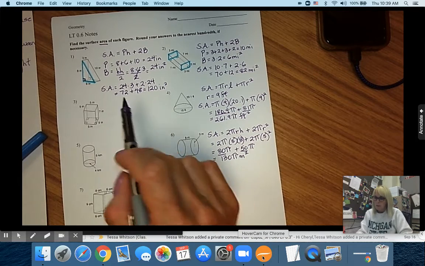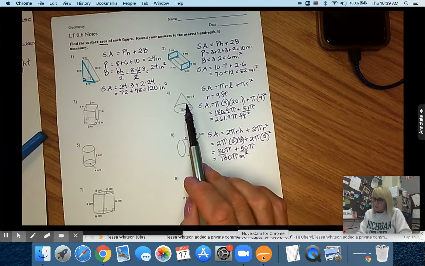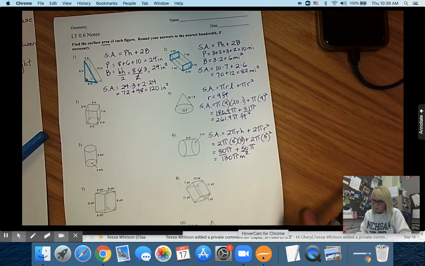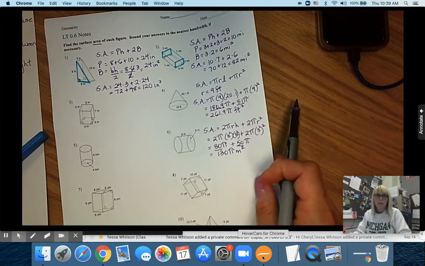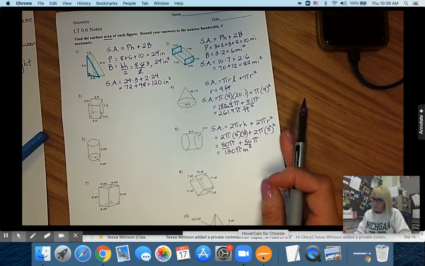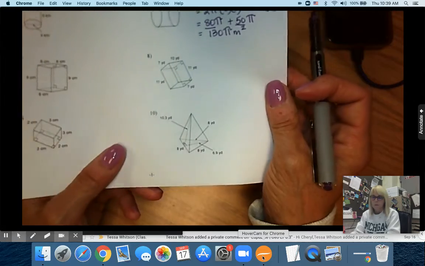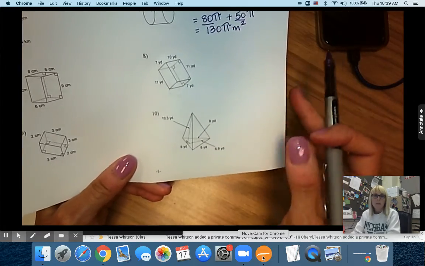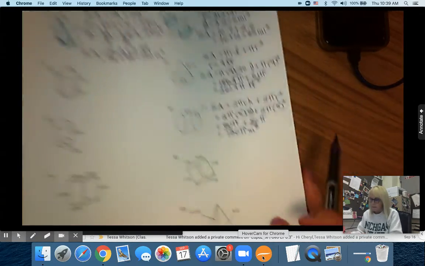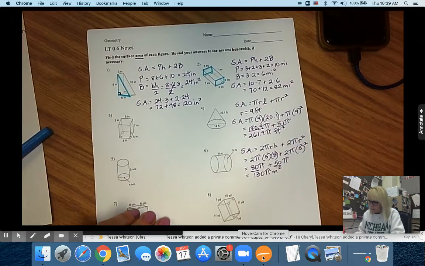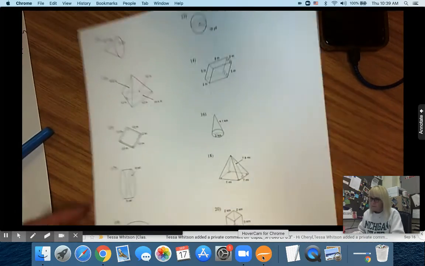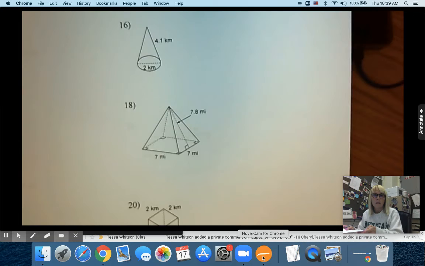Okay, so we've done 2 prisms, 1 cone, 1 cylinder, so we probably need to find a pyramid or a sphere, or maybe I'll trick you and pick neither of those. All right, let's not do that one yet. Maybe we'll come back to that one. Let's look at number 18.